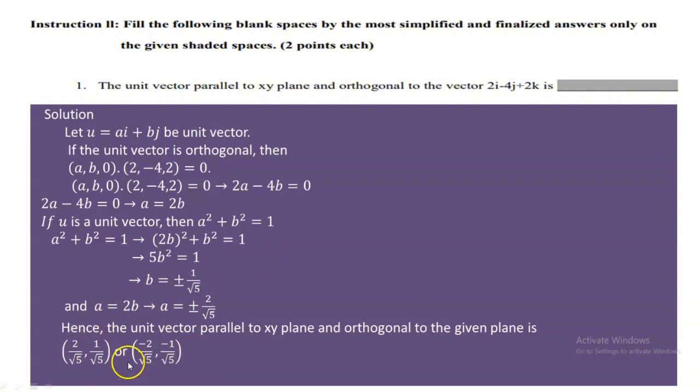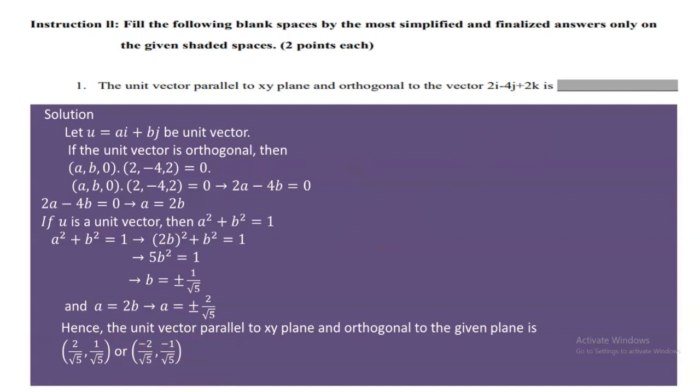If you observe these two, you see they are unit vectors for one thing, and for the other thing, if you take the dot product between each of these two vectors and the given vector, you will obtain 0, and this shows that these vectors are perpendicular, orthogonal to the given vector. So these are the options that we can have as solution for the first one.